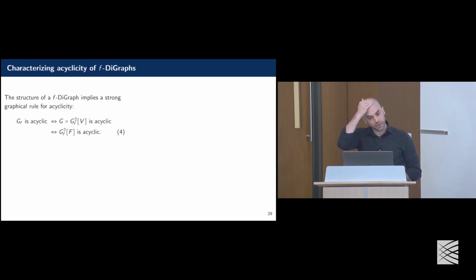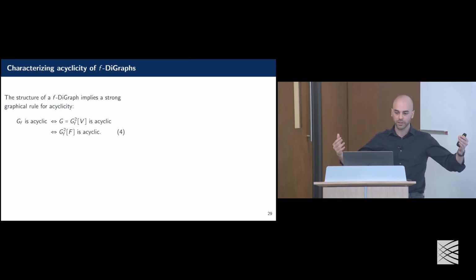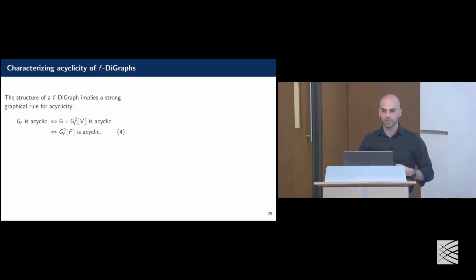Then the other question is, how do we characterize acyclicity for those digraphs? Something that's really strong about these factor graphs, and it's just a property of bipartite graphs, is that the big graph, meaning the bipartite graph, is acyclic if and only if the half squares are acyclic. It's even stronger than that: if and only if one of the two is acyclic.